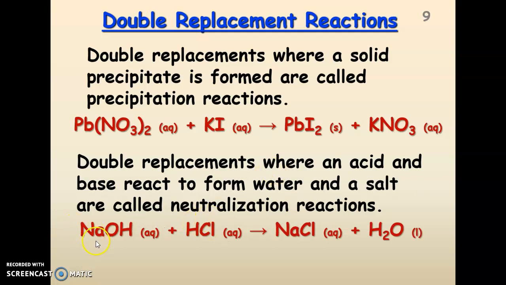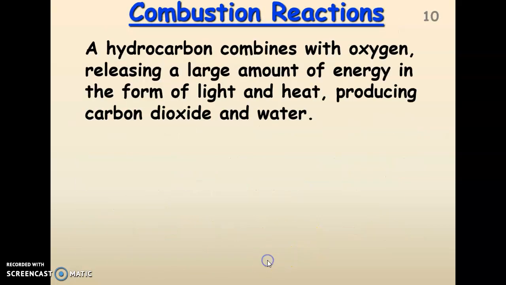Sodium hydroxide and hydrochloric acid. The sodium and the hydrogen switch places. That makes HOH, which is water, H2O, and a salt, which in this one in particular is NaCl, but there are other salts, ionic compounds, that could form from an acid-base neutralization. Like say you had KOH, then you'd make KCl here.